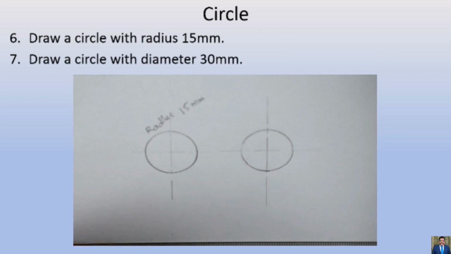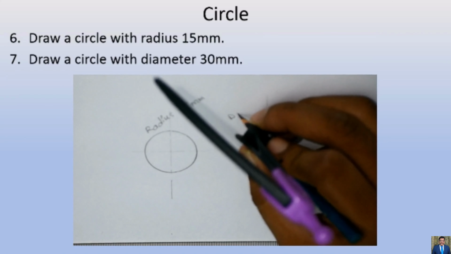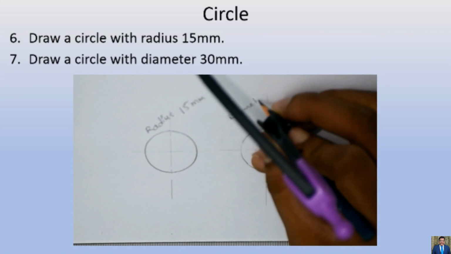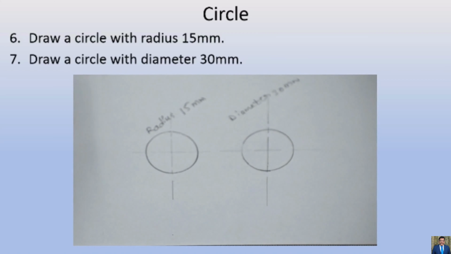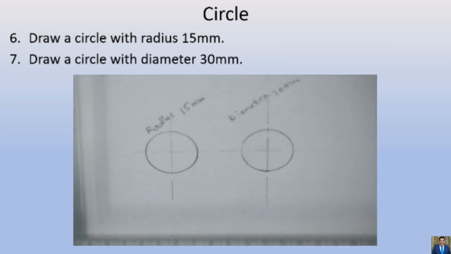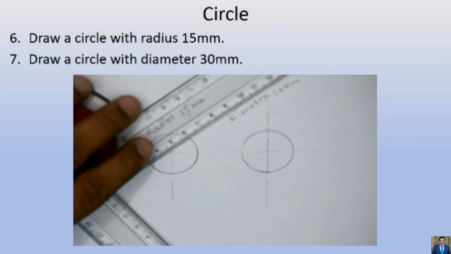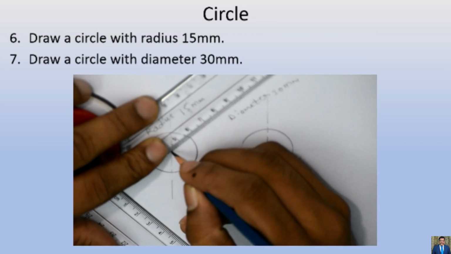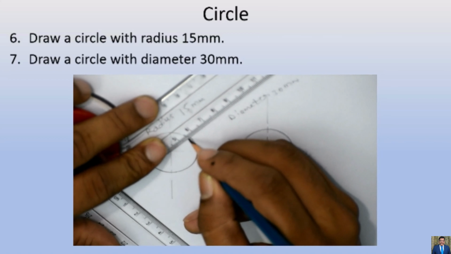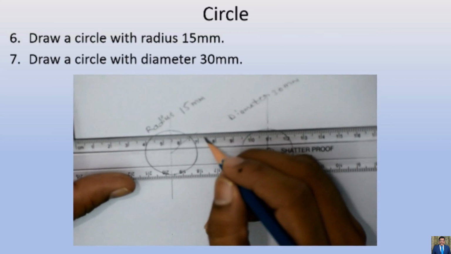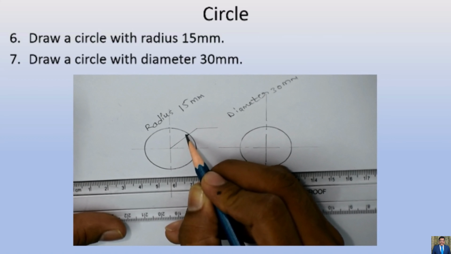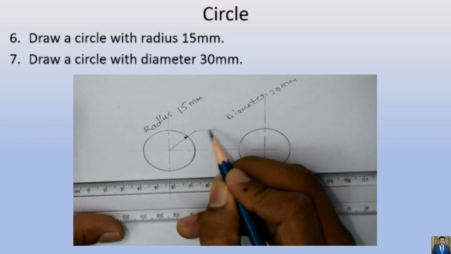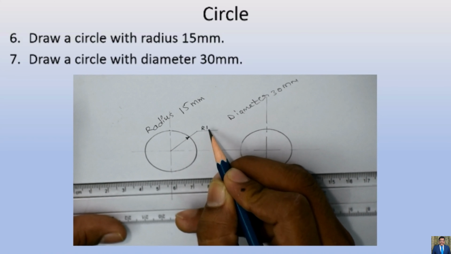The sizes are equal. There is no difference whatsoever between these two circles, whether it is radius 15 mm or diameter 30 mm. From the center to the periphery of the circle, the distance is called radius. I'll mark one line here. From the center to the outer periphery, that distance is called radius, and we will give this dimensioning by taking an arrowhead in this fashion, and I will write R15 here.